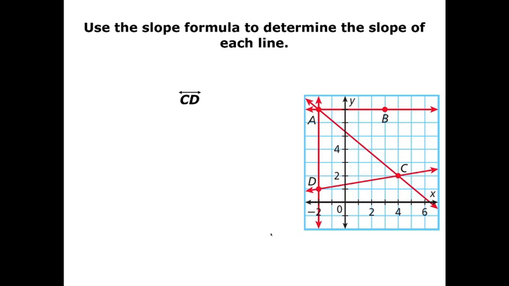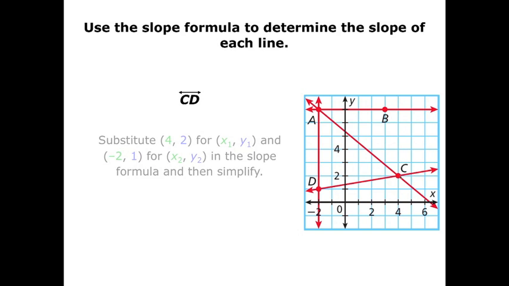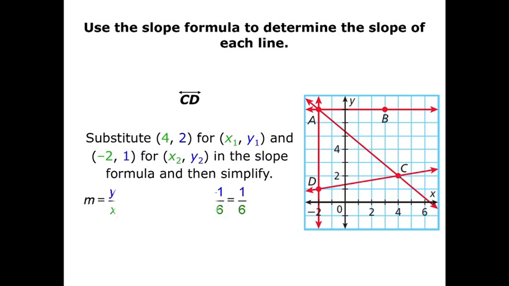In finding CD, you should see that as you move left to right, it's going upward, so we should get a positive number. It's a positive slope. And we see that D is found at (-2, 1), and that C is found at (4, 2). So we'll use those values, and we'll plug into the slope formula. And we'll get, for using this one, 1 minus 2, the blue numbers being subtracted, over -2 minus 4, the green numbers being subtracted.